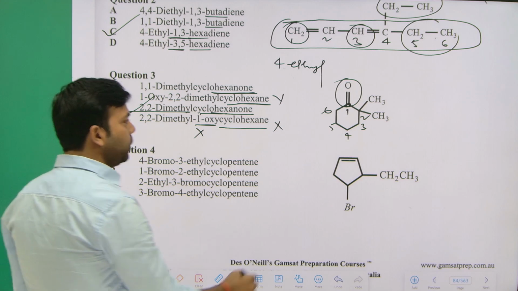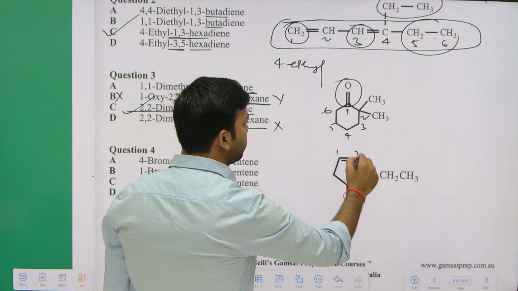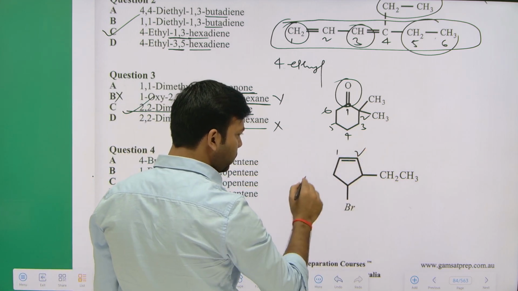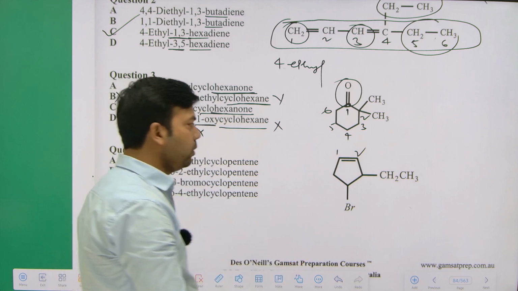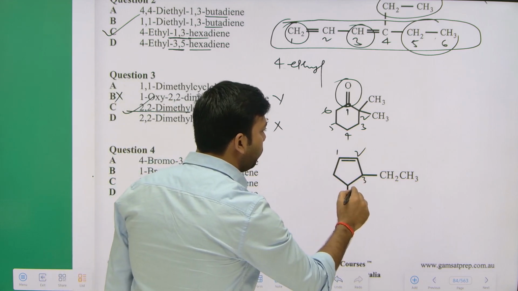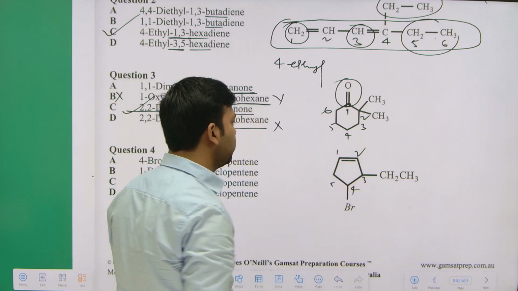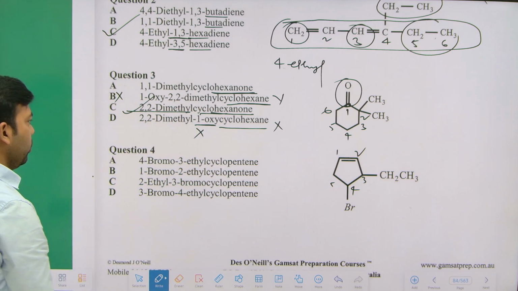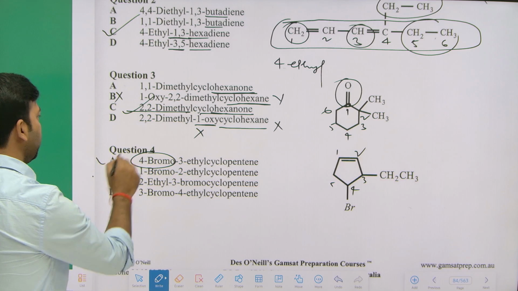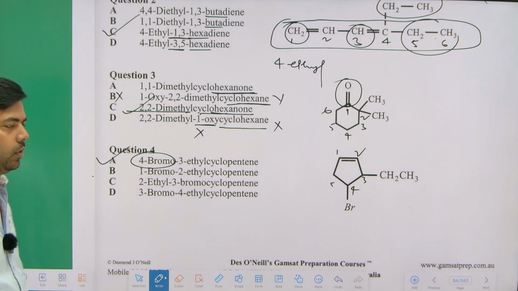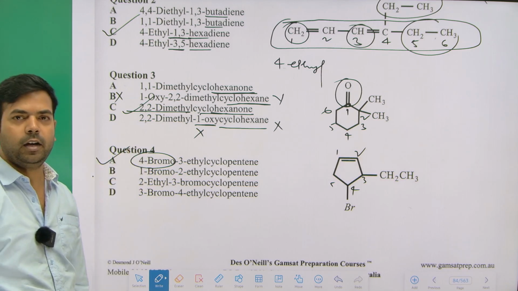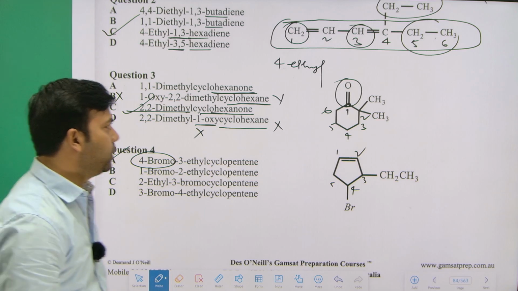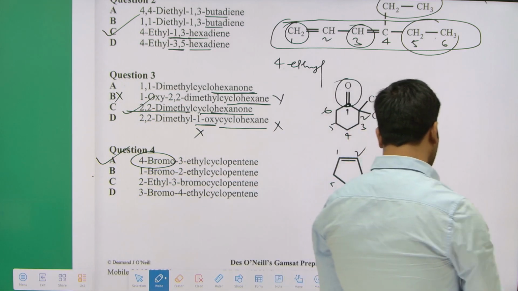Now look at this one. The preference is given to the double bond. So 1, 2, and then the branch gets the lowest number. So 3, then 4, then 5 and then like this. So B comes first alphabetically. So 4-bromo. 4-bromo is only in option A. That is the right choice. Simple. Very easy. No need to write the entire name. You can just check in this way. Clear? Now move to the next one.